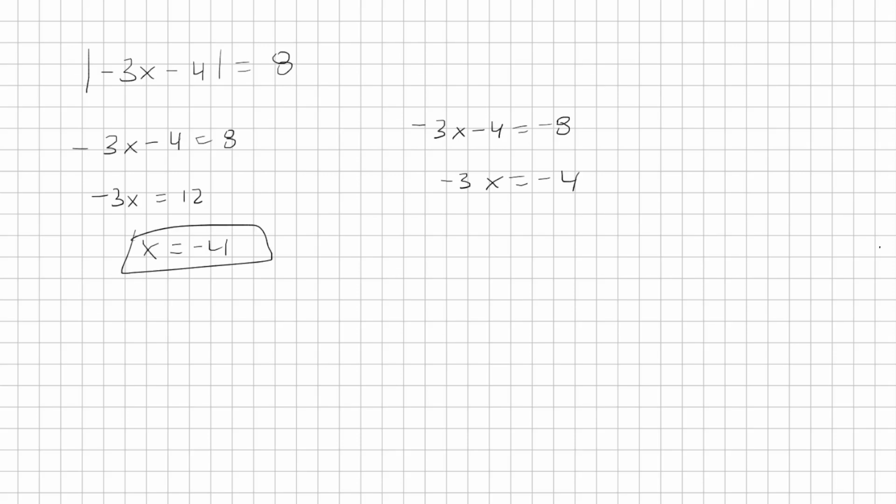Next one, we have the absolute value of negative 3x minus 4 is equal to 8. So again, we have two cases. We'll add 4 to both sides and get x is negative 4, or 4/3.